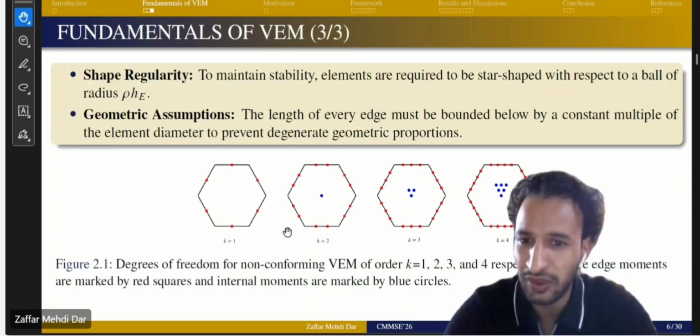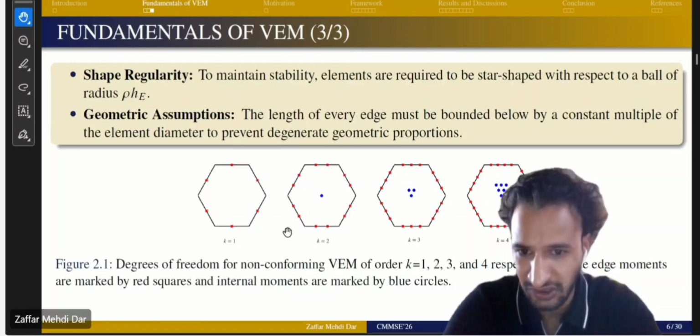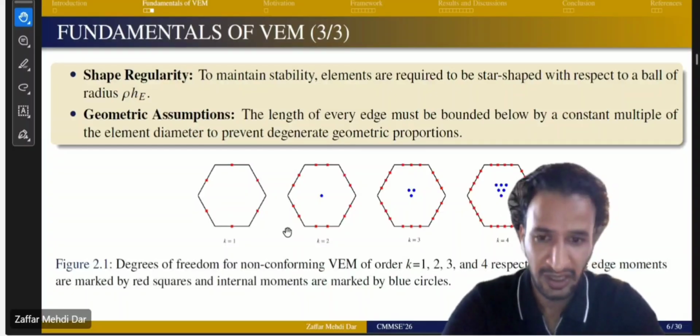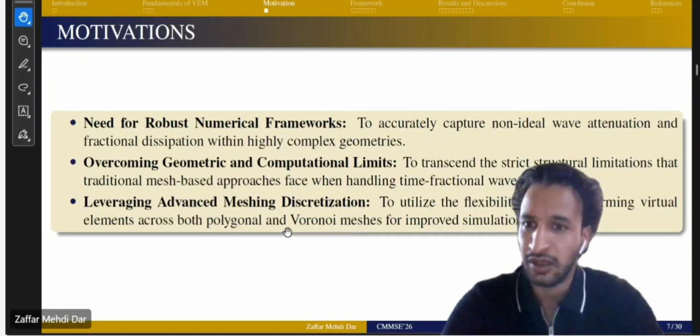In this particular figure, we have the edge moments denoted by the red squares, and we have the internal moments given by the blue dots inside these hexagonal elements. Then we are going to the mathematical framework of this particular study.